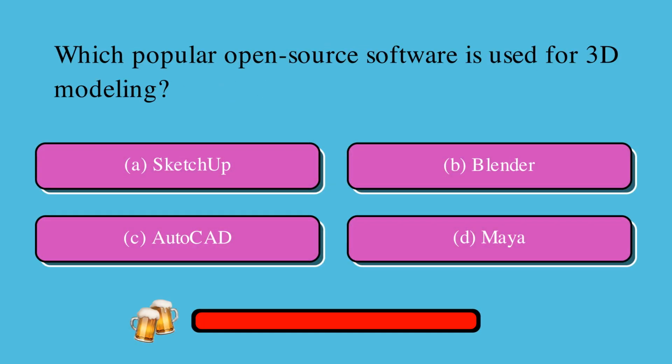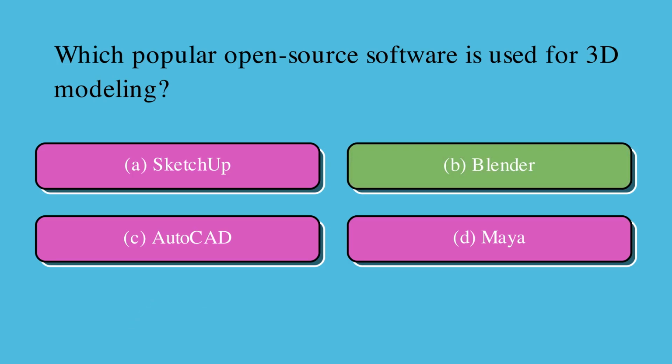Which popular open source software is used for 3D modeling? Is it A, SketchUp, B, Blender, C, AutoCAD, or D, Maya? The correct answer is B, Blender.